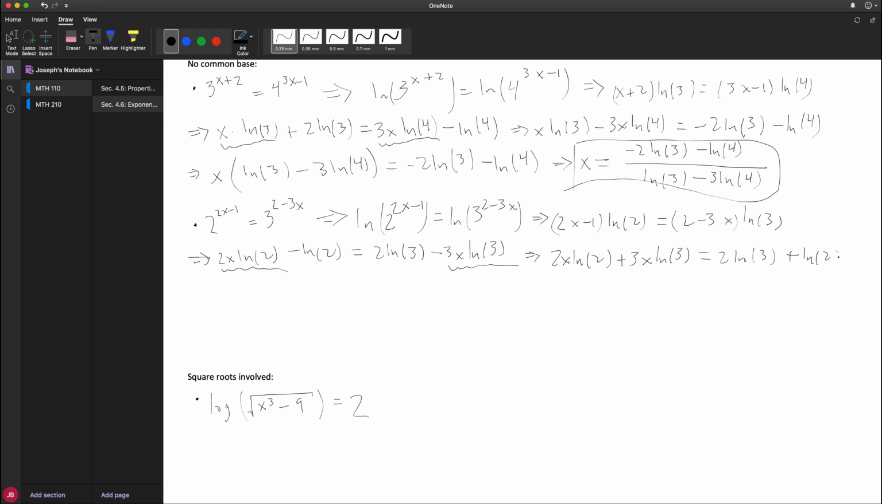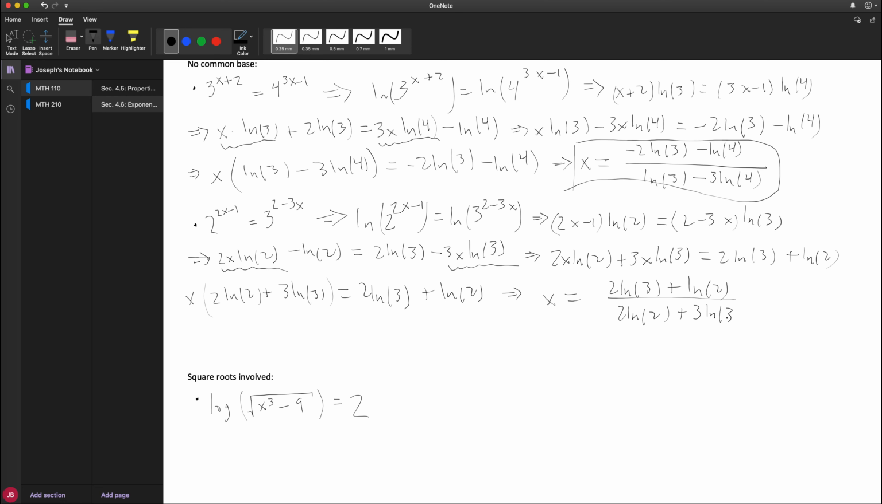And now factor out the x and then divide by, at long last, the stuff left over in parentheses. So x times (2 ln of 2 plus 3 ln of 3) equals 2 ln of 3 plus ln of 2. And that tells me then that x equals, big division bar, 2 ln of 3 plus ln of 2 all over 2 ln of 2 plus 3 ln of 3.